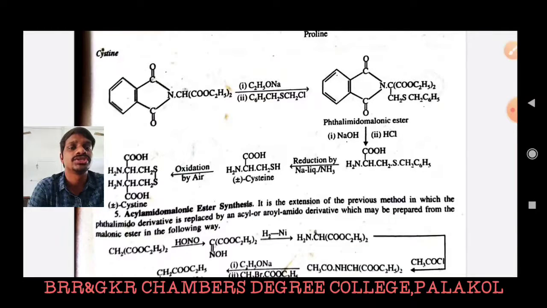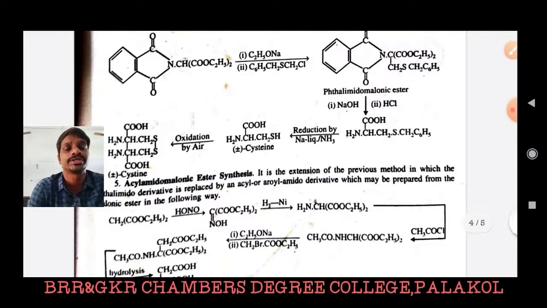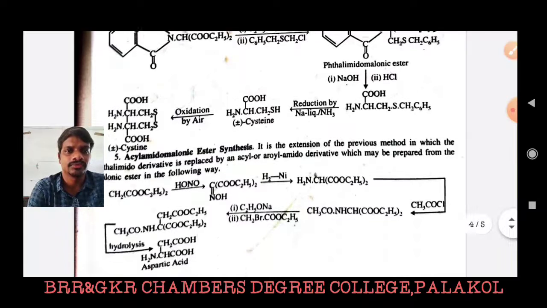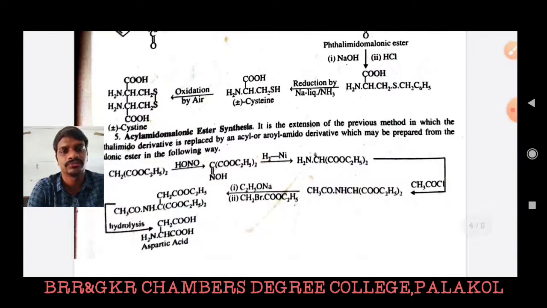First we get cysteine, and this is on further oxidation reaction. We get cystine. This is the fourth method for the preparation of alpha amino acid, students. And the fifth method is acyl imidomalonic ester synthesis. It is the extension of the previous method.